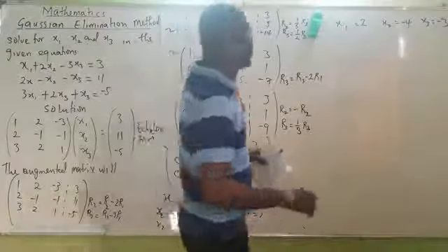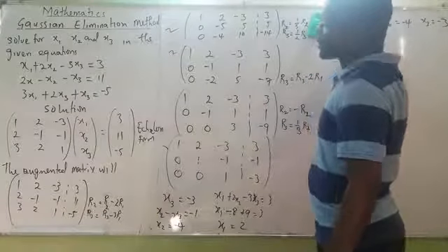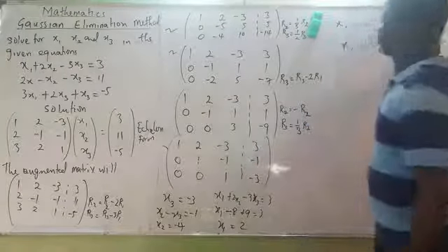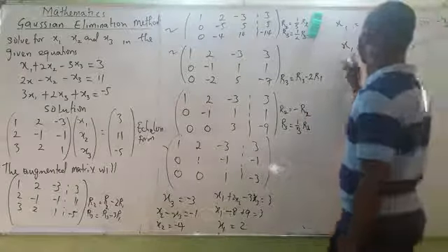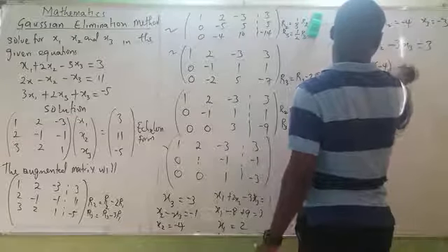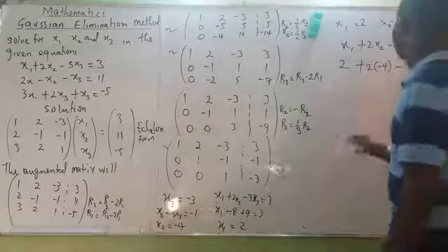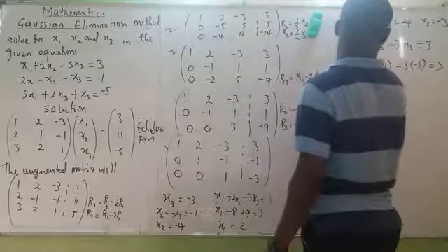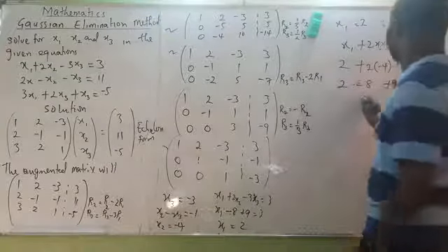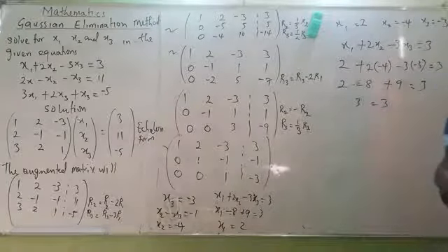It's just simple. Pick any convenient equation, which I can pick, x1 plus 2x2 minus 3x3. Can it be equal to 3? Let's check. What is my x1? I have 2 plus 2 bracket of minus 4, minus 3 bracket of minus 3. Now, this one will be 2 minus 8 plus 9, which equals 3. Can you see? It means what I've solved is very, very correct.